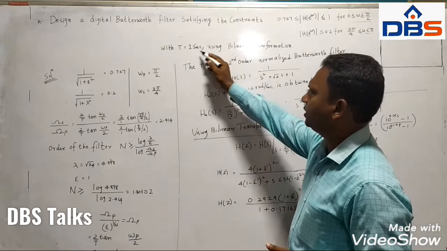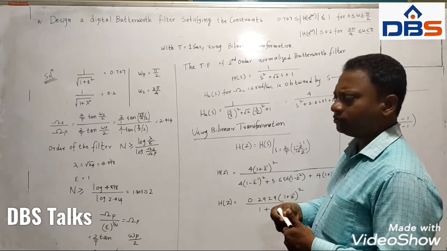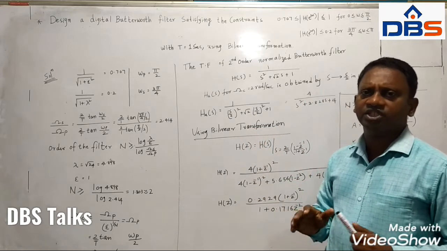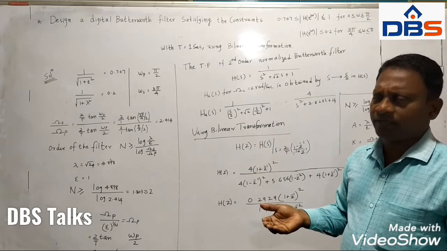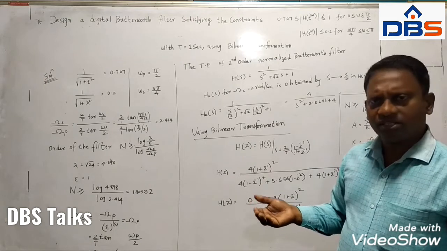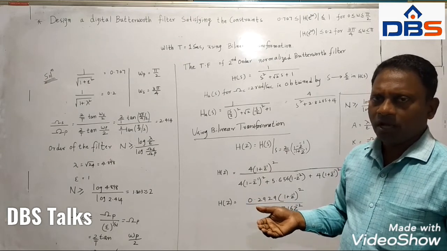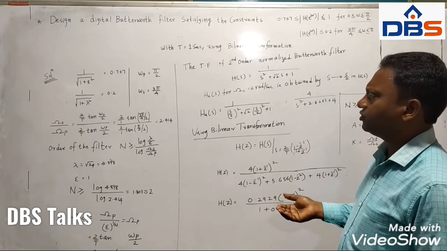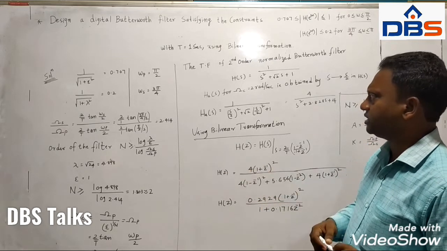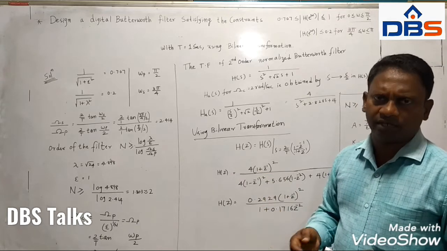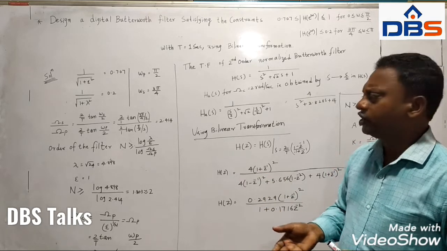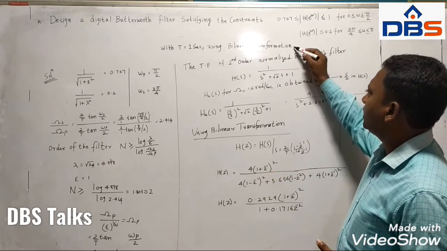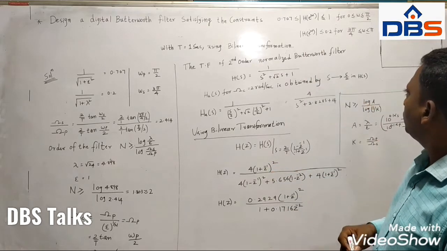In some problems you will be given T, sometimes you have to assume T, sometimes T will not be given. In that case also you have to take T as 1 second. If nothing is given about T, just take 1 second to solve the problem. Otherwise, if T is not given, you can calculate it using the given specifications. Most of the time T will be given directly in the problem. If any other value of T is given, you take that and use it in the bilinear transformation. Now we will see this.